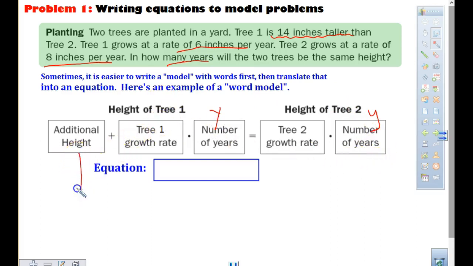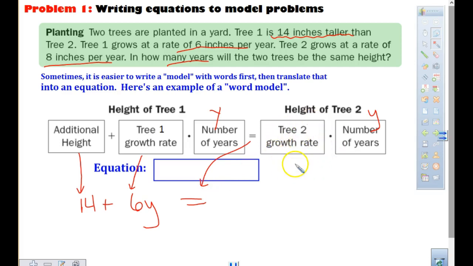So the additional height was what, Ashley? How much taller was tree 1 in that first sentence? 14. Plus, how fast is it growing, Andy? Tree 1 is growing at a rate of what? 6 inches per year. So we're going to have this growth rate of 14 plus 6, and then it's times the years, but we don't know how many years, so we're going to just put 6y, right? Equals, right? So we're up to our equal sign.